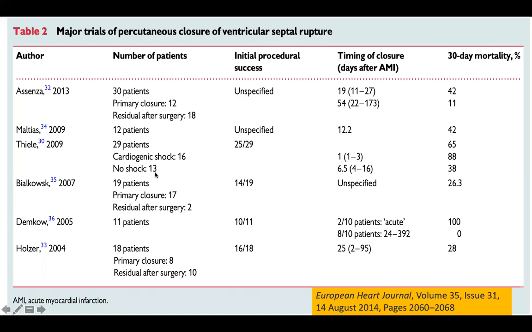You can go through this paper, but I just want to draw your attention to a few things. Timing of device closure is very important. If you go to the third one, cardiogenic shock, they did an early closure at 1 to 3 days, and saw 88% mortality. In device closure there is always a selection bias. When you read this paper in depth, you will see that the earlier you try to fix it, the higher the mortality. And of course, there is a selection bias in these cases.